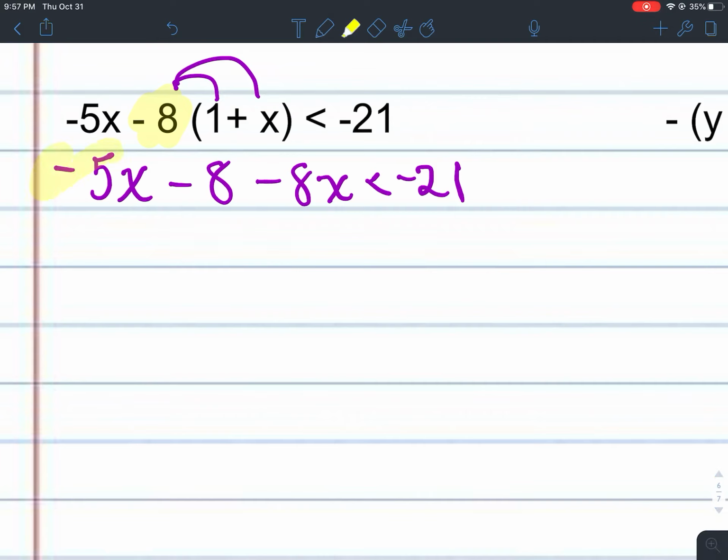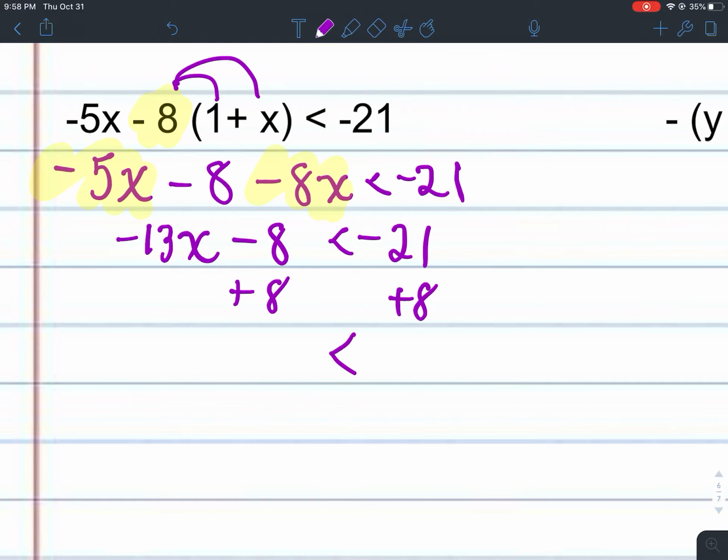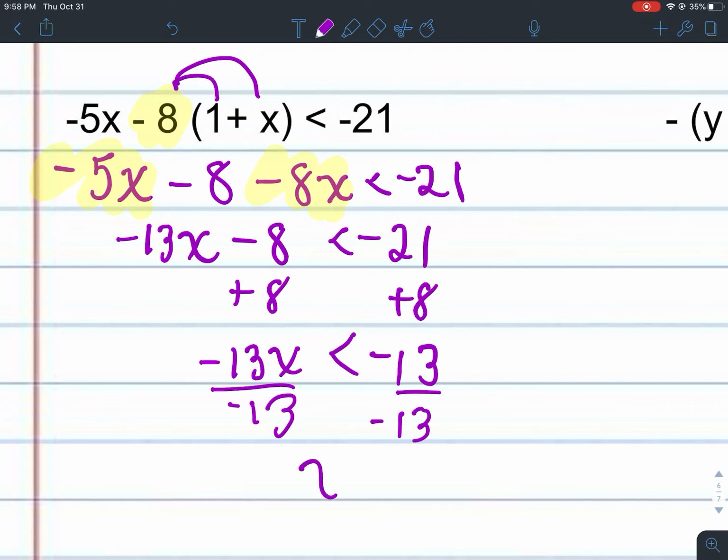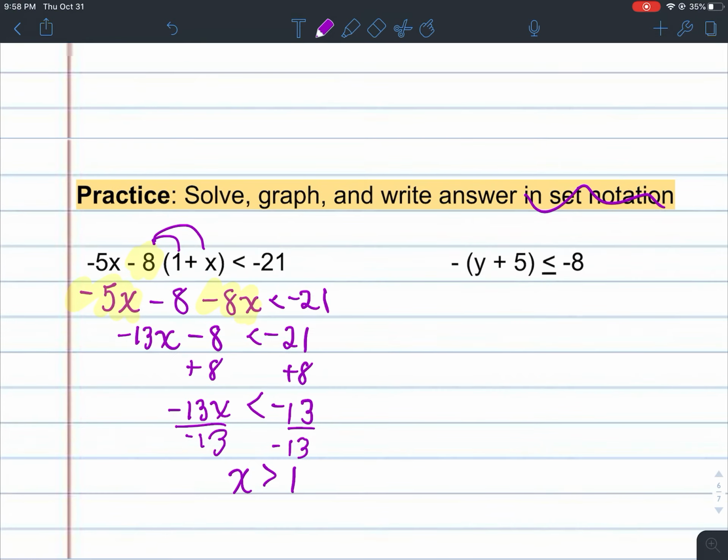And then again, we can put these terms together. That'll be negative 13. And then add 13 to both sides. And then divide by negative 3. And this will switch the inequality sign to a greater than.